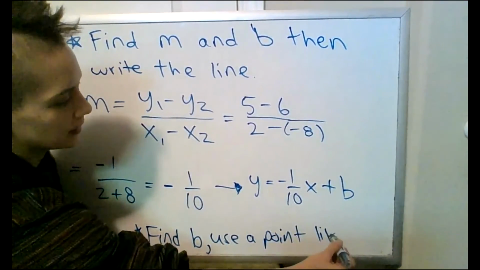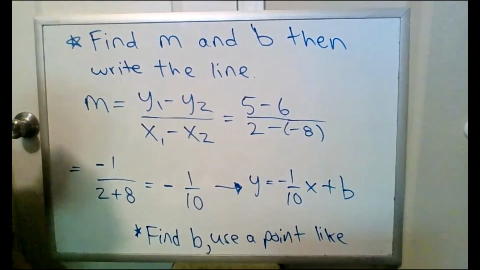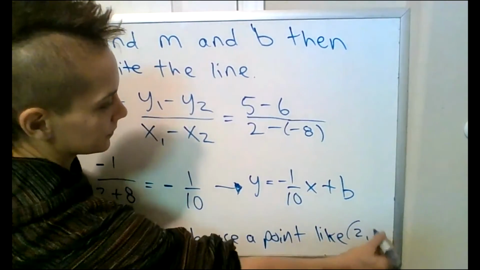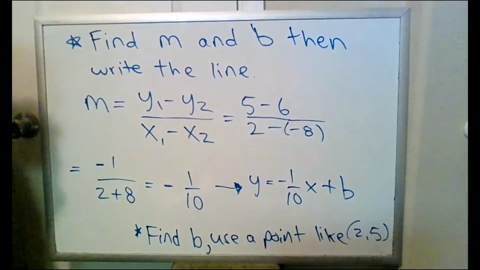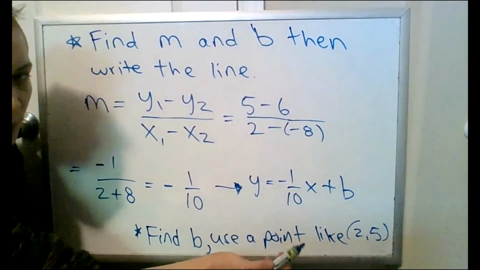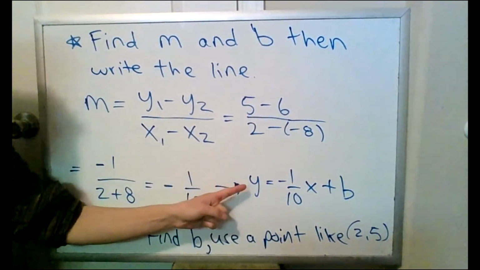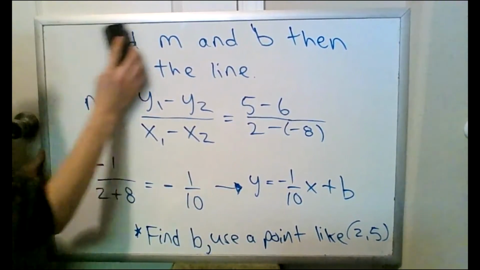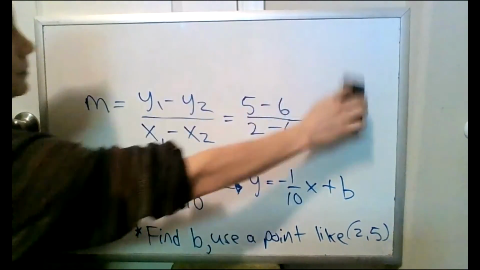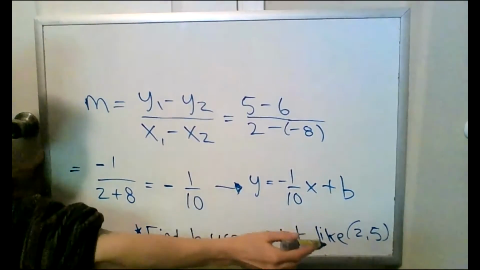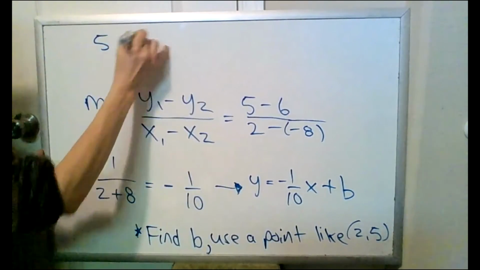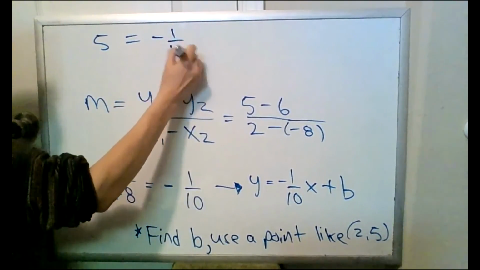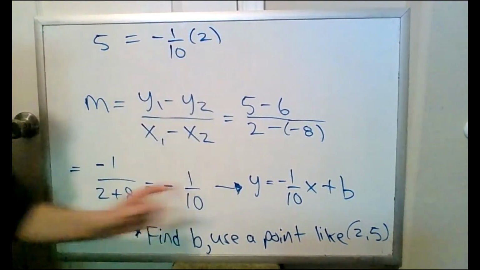I think it was the 2, 5. Yeah, I picked the first point. So 2 for your x value, 5 is your y value. And we're putting it into what we have so far. So 5 is over here. I've got negative 1/10 times 2 on the other side. And then we're going to solve for b.